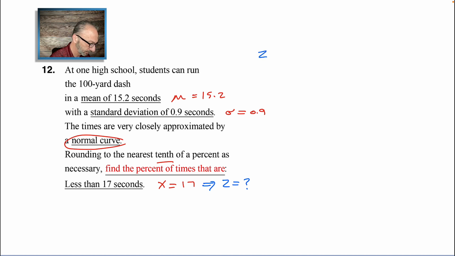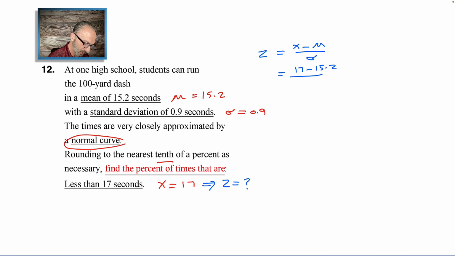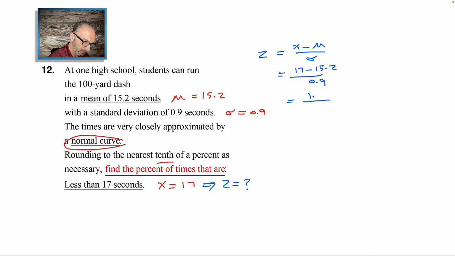So z equals x minus mu, the mean, over the standard deviation. And that is equal to 17 minus 15.2 over the standard deviation, which is 0.9. 17 minus 15.2 is exactly 1.8. Divide that by 0.9, which is 2. Now, z is 2.